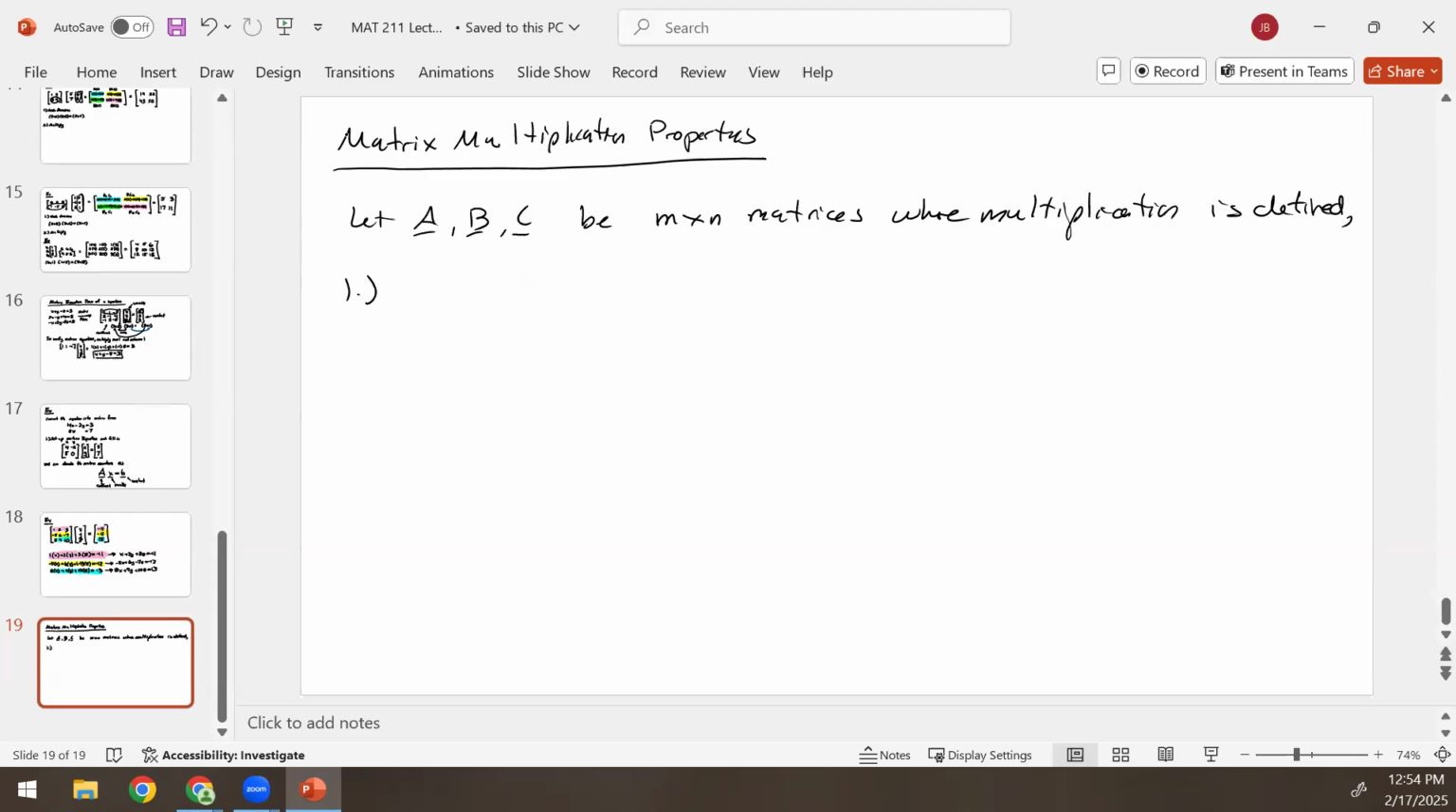Rule number 1 says (A times B) times C is equal to A times (B times C), which hopefully would be true. But the thing we're saying here is that if you multiply the first two or the last two, you get the same answer. So we call it associative. Okay, it means you can do that.